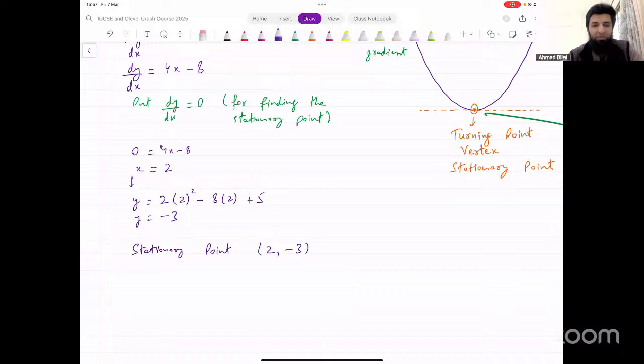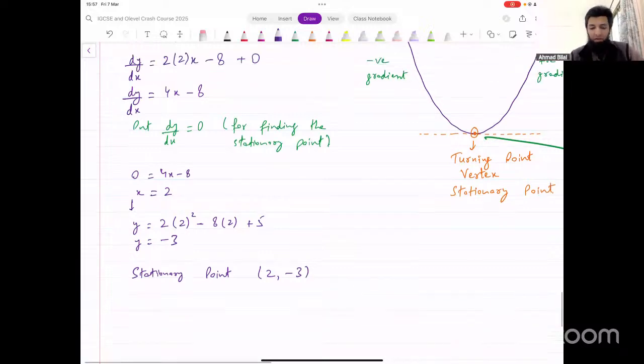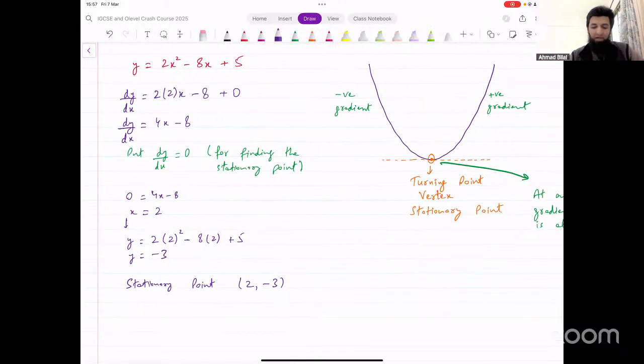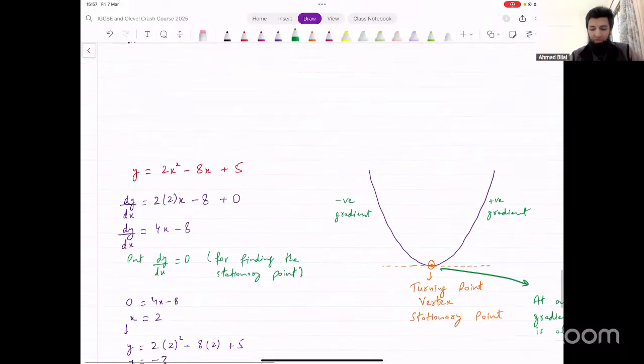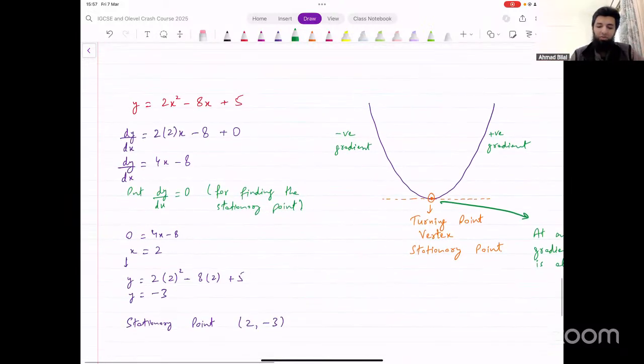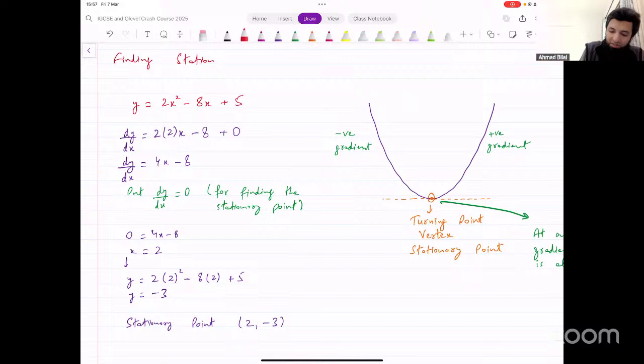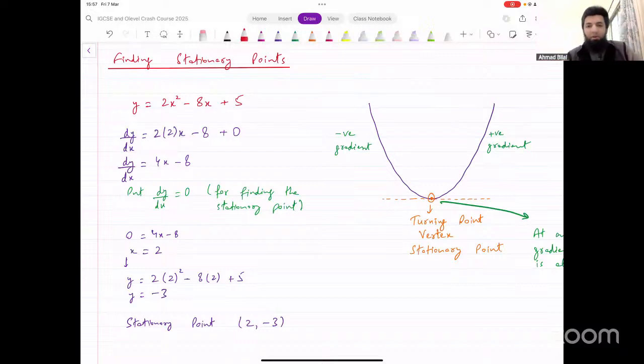That's the stationary point. So how do you find stationary point of any function? You find the derivative and put that equal to 0. Why do you do that? Because at the stationary points, the derivative is supposed to equal 0. This is how we find stationary point of any function. Put dy over dx equal to 0.